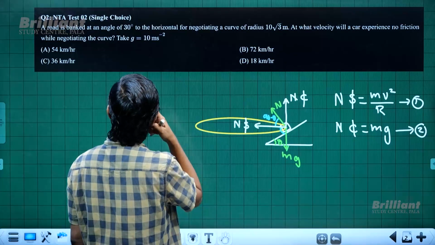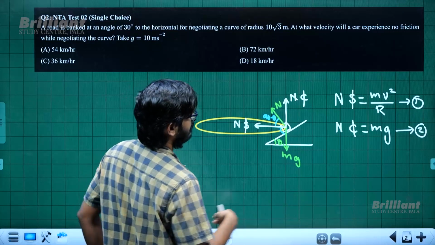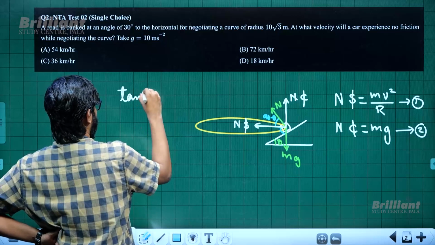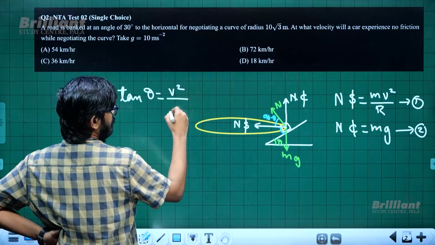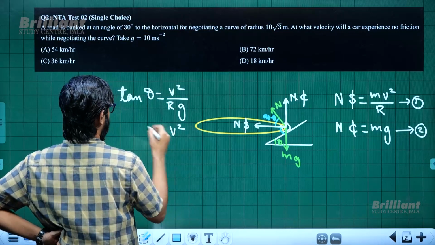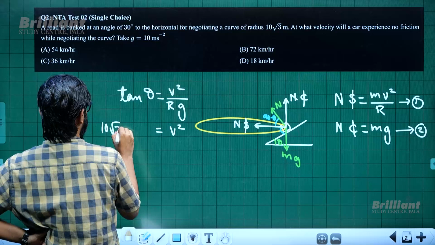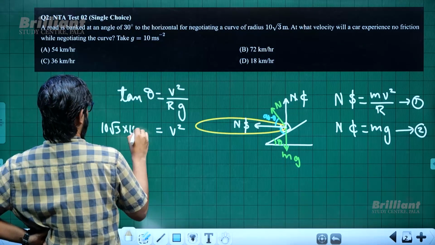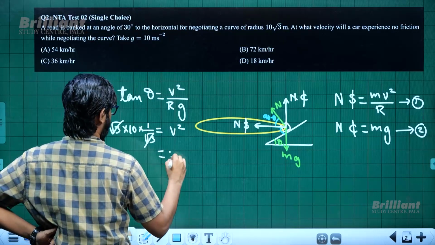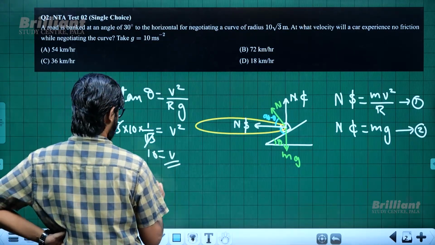Now what they are asking is, when the angle is 30 degrees, what will be the velocity? So you can take the ratio, so you will get tan theta equals v square by rg. So v square equals rg tan theta. R is 10 root 3, into g, into tan 30, which is 1 by root 3. So v will turn out to be 10 meters per second.